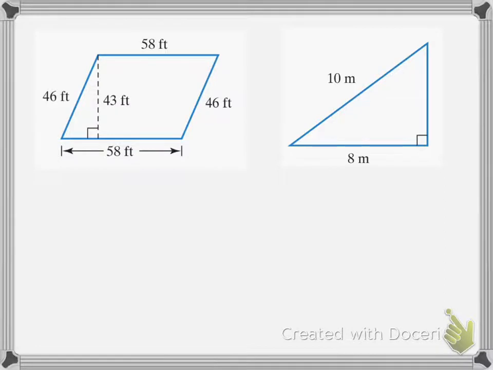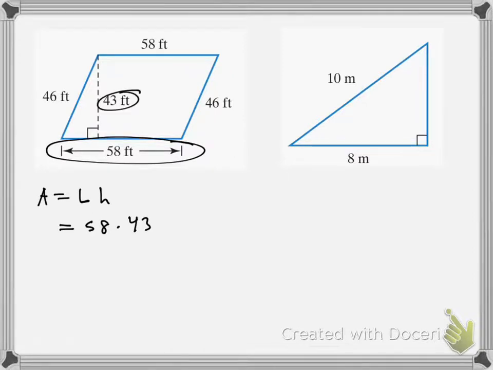Okay, let's find the area of these two figures. Let's start with this one here on the left. Okay. The area, this is the parallelogram, the area is going to be the base times the height. The base we'll call 58, and the height looks like it's 43. That is super easy, isn't it? I mean, this section, I think, and the last one are quite easy.